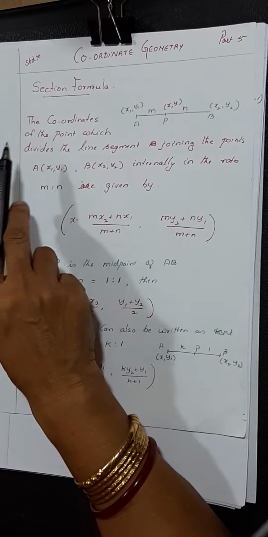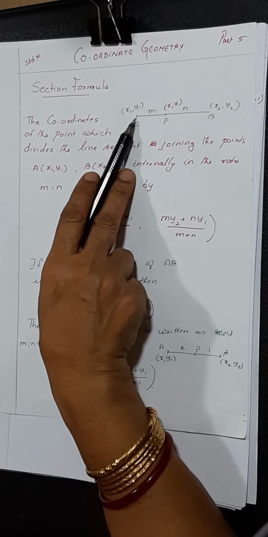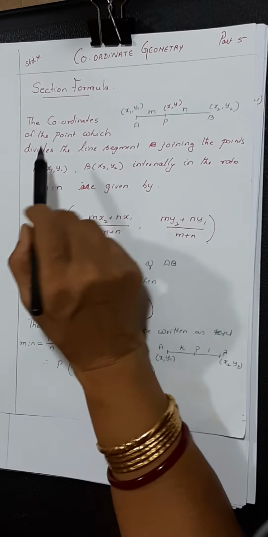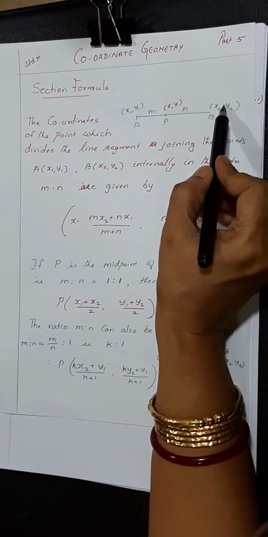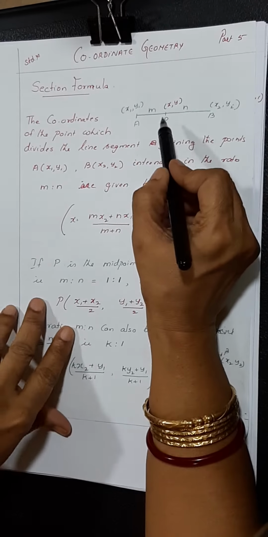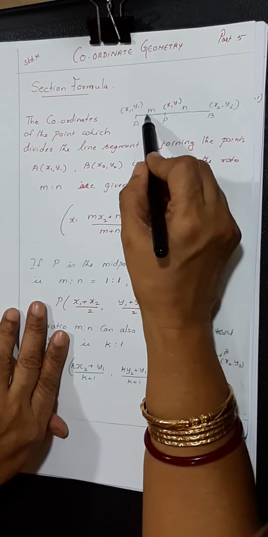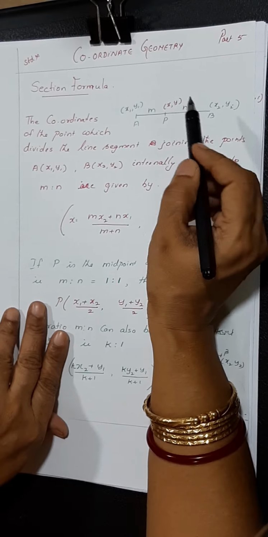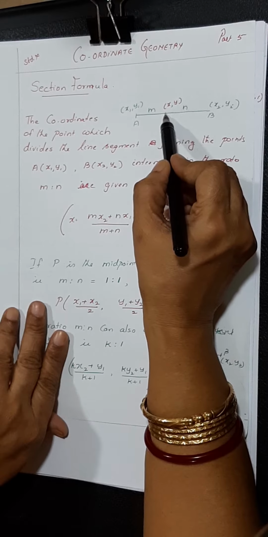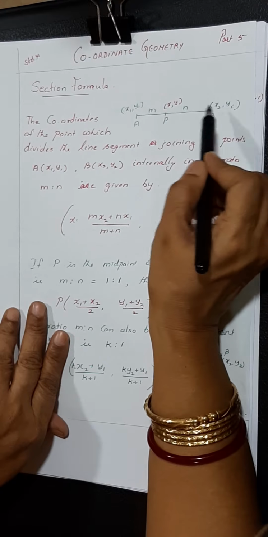So section formula means, now let us consider a line AB, the coordinates being (x1, y1) and (x2, y2). Now a point P is dividing the line AB in the ratio m:n. Now we have to find the coordinates of P which is dividing the line.